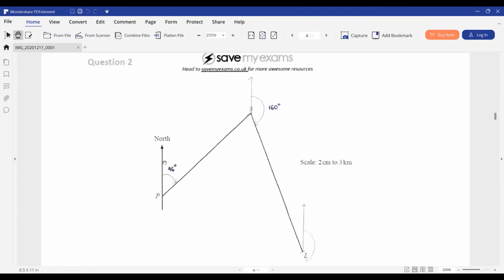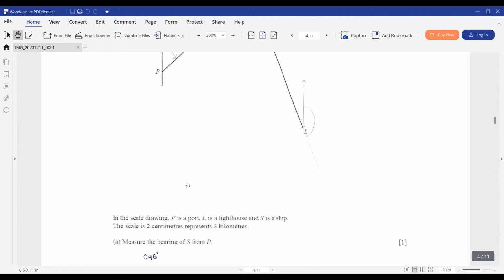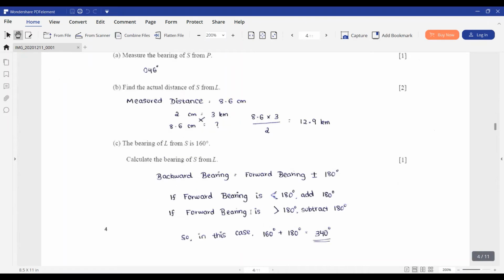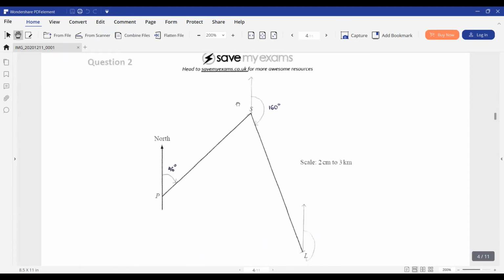Using a protractor, I received 46 degrees as the bearing. Now we need to write the answer in bearing format. In order to write in bearing format, we need to have a 3-digit figure. So we need to add a 0 in front and then 46 and then place the degree sign. So the bearing is 046 degrees. Part B. Find the actual distance of S from L. You first need to know the measured distance. So what do we measure? We need to measure from here to here. Using a ruler, I received the distance as 8.6 centimeters.